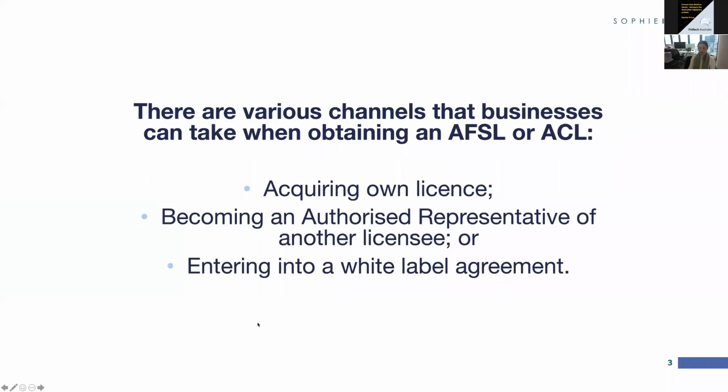So when you're looking to obtain a license for your business, there's a few options that you have. The first is to acquire your own license. You can become an authorised representative of another licensee, or you can enter into a white label agreement. And we'll go through each of these 3 options today as we move through the webinar.